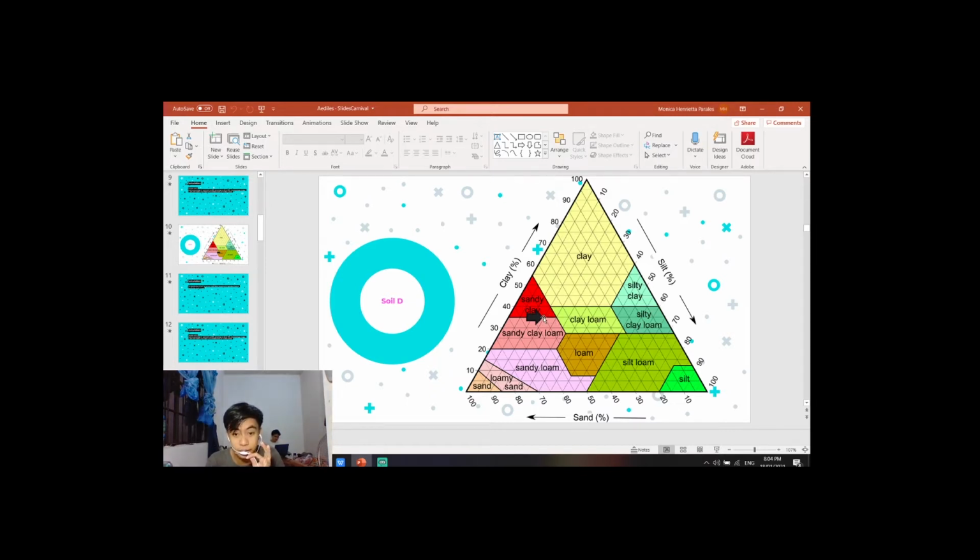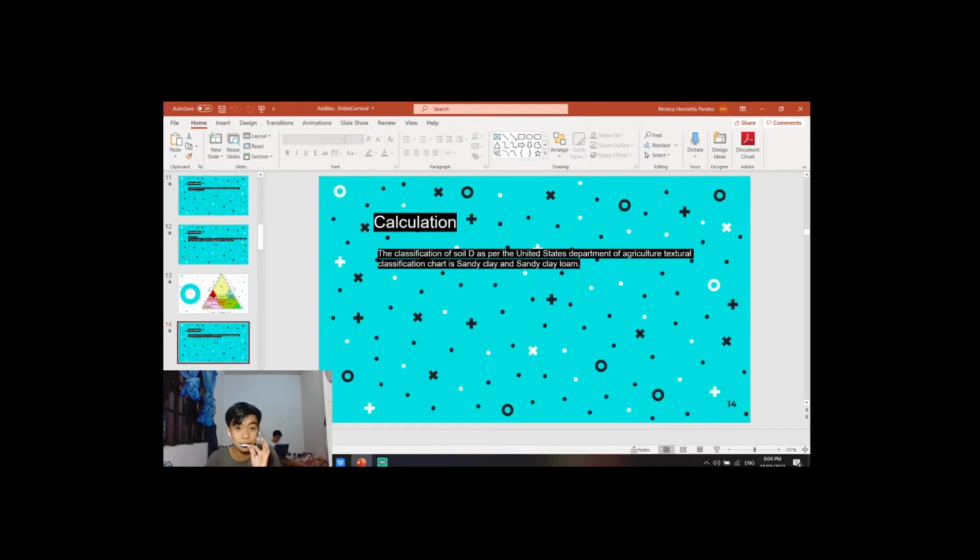So napapansin nyo, di ba? Nasa pagitan siya ng sandy clay at ng sandy clay loam. As in, nasa gitna, nasa boundary. So calculation natin, the classification of soil D as per the United States Department of Agriculture Texture Classification Chart is sandy clay and sandy clay loam kasi sumakto siya sa boundary.